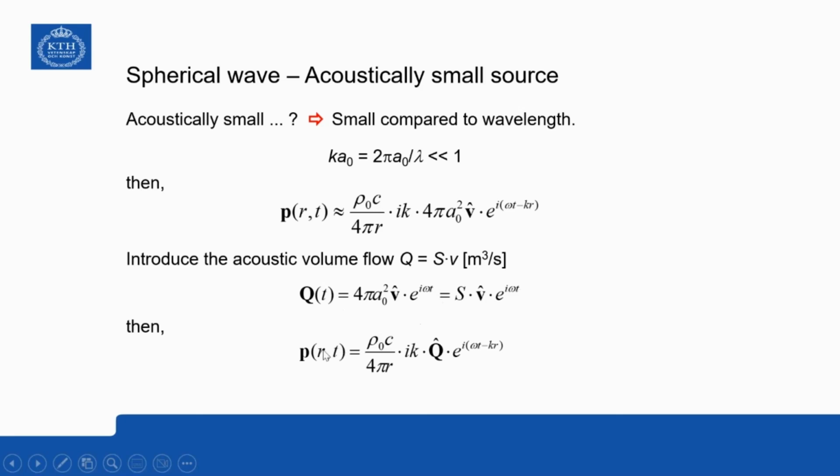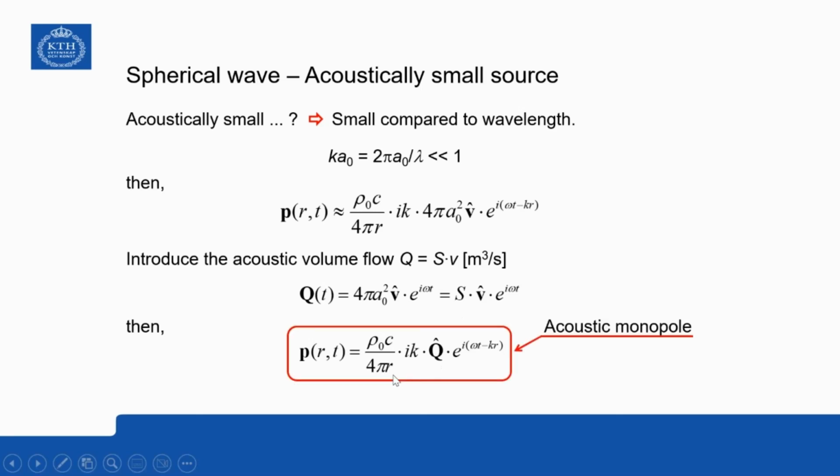So the resulting complex sound pressure field can be expressed in terms of the acoustic volume flow, like this expression. And this is in fact what is better known as an acoustic monopole. And acoustic monopoles are very, very useful sound radiation models for small sources, small acoustic sources.